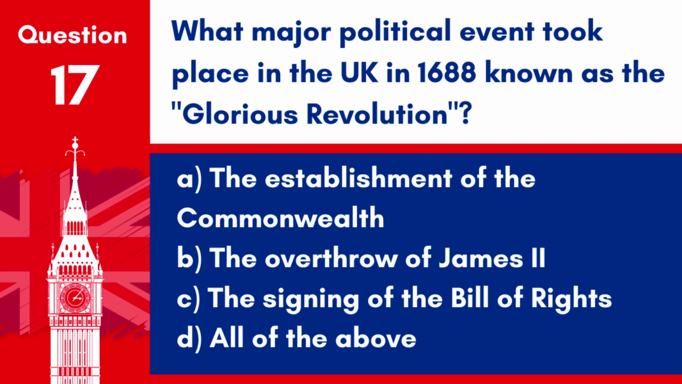Question 17. What major political event took place in the UK in 1688 known as the Glorious Revolution? A. The establishment of the Commonwealth. B. The overthrow of James II. C. The signing of the Bill of Rights. D. All of the above. Answer: D. All of the above. The Glorious Revolution in 1688 involved the overthrow of James II and the establishment of a constitutional monarchy under William and Mary, along with the signing of the Bill of Rights.